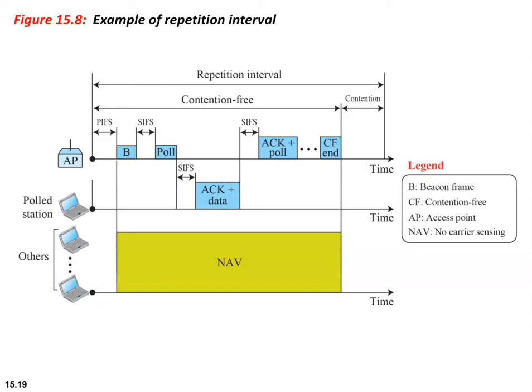First, let us see here. The access point wants to use the point coordination function now. So it has been given a priority, which you can see here.